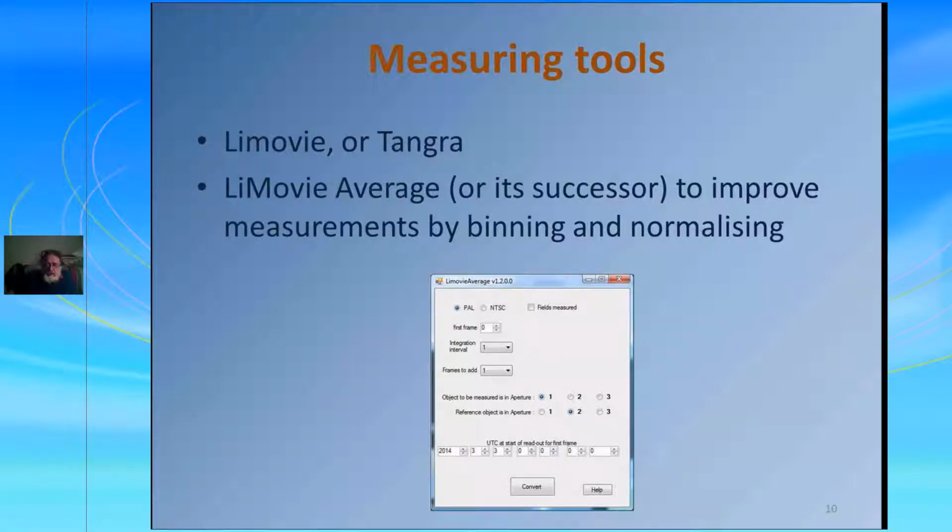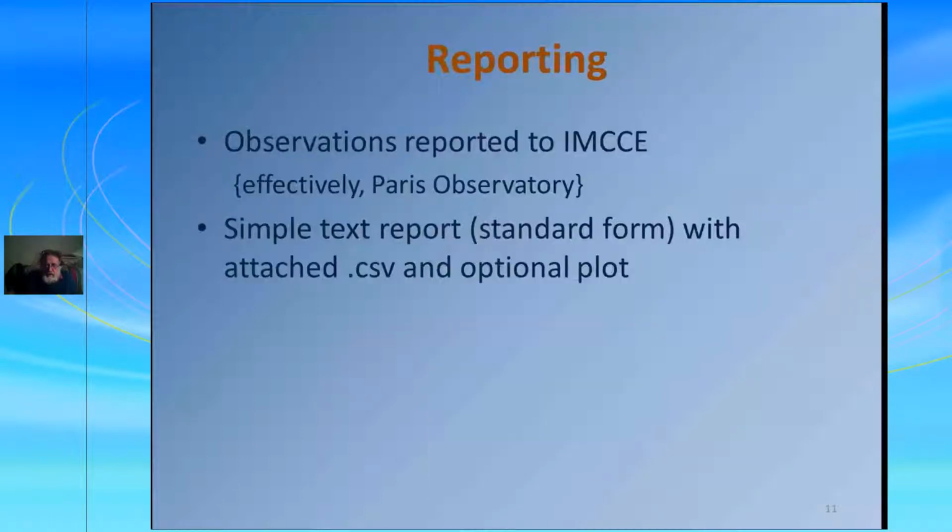The observations are reported to the IMCCE, which is effectively Paris Observatory. It's a simple text report, and you attach the CSV file that you get out of your measurements and optionally a plot so they can see what's going on, and then they will duly analyse it. Next slide. We don't collect the reports. All the reports need to go directly to IMCCE.